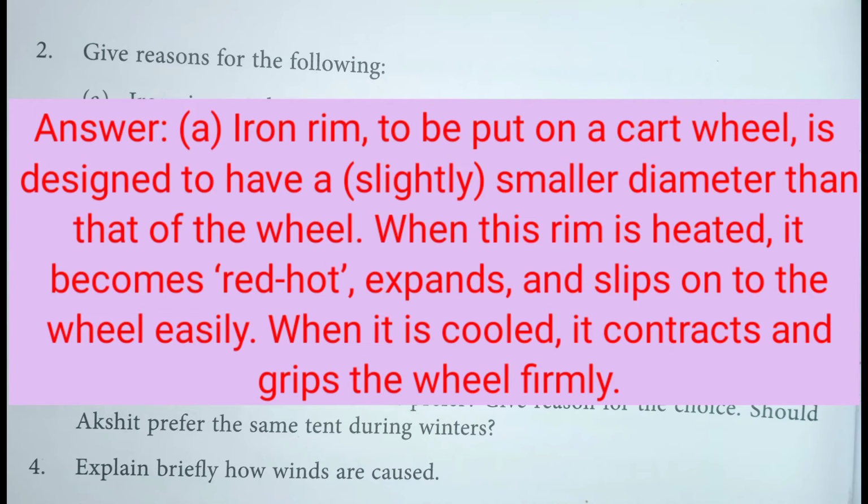Answer. Iron rim to be put on a cart wheel is designed to have a slightly smaller diameter than that of the wheel. When this rim is heated, it becomes red hot, expands and slips onto the wheel easily. When it is cooled, it contracts and grips the wheel firmly.